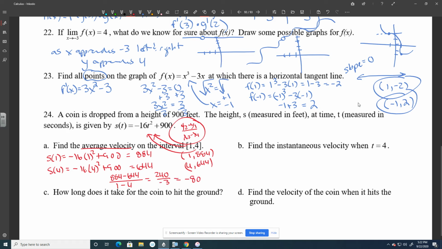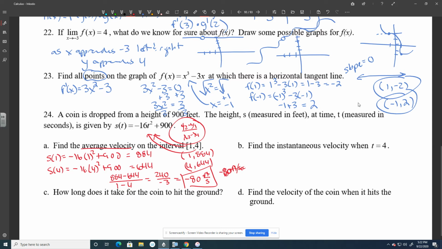So that becomes negative 80 is my velocity, not my speed. My speed is 80. My velocity, which I'm looking for, is negative 80, and it gives me units, feet per second. Or you could write it negative 80 feet per second. Either way, same thing.